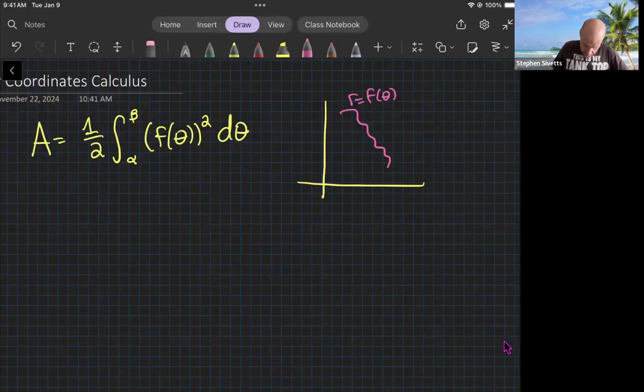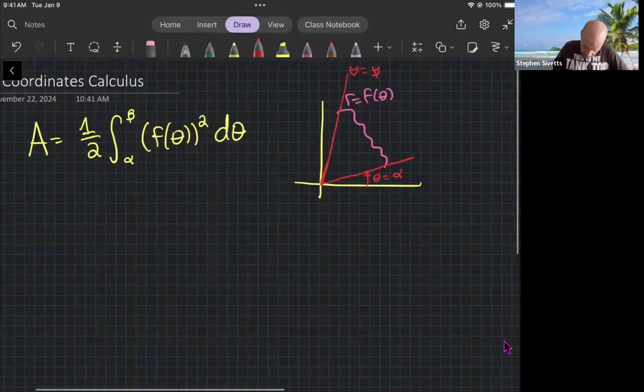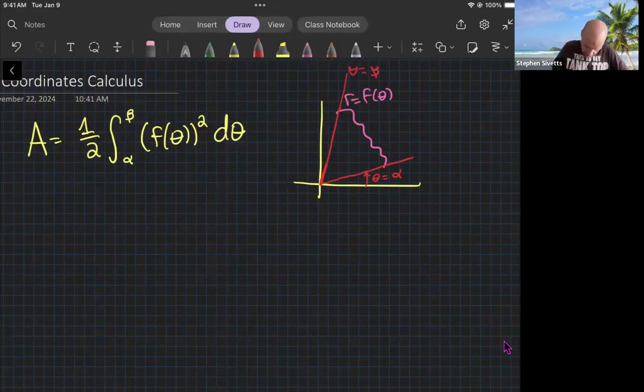And so let me illustrate this. And the angles, which are the limits of integration, right? They are alpha. Alpha is the smaller angle. And then this is theta equal to the bigger angle, beta. All right. So let me write it down here.